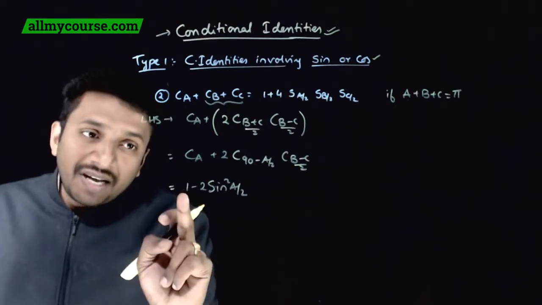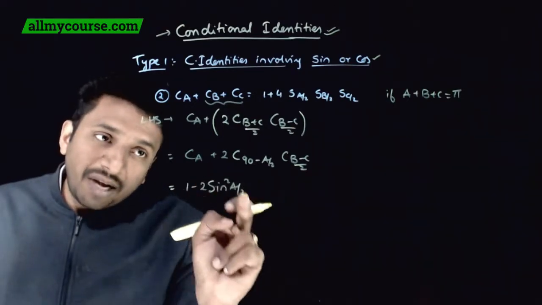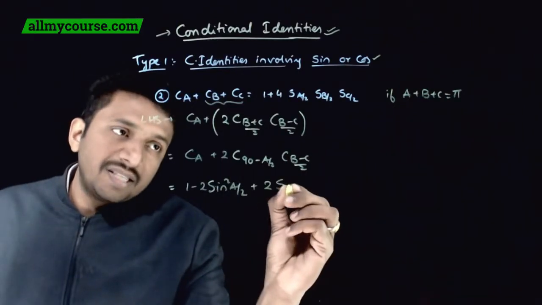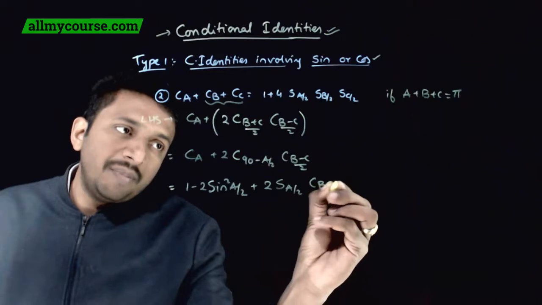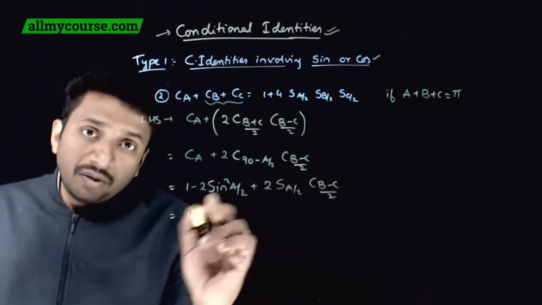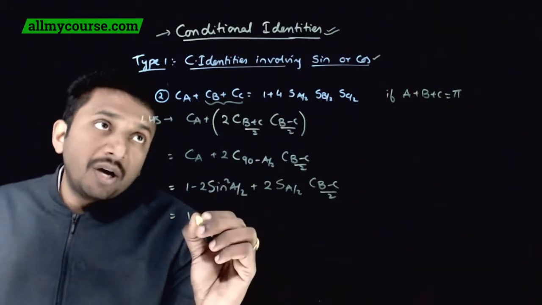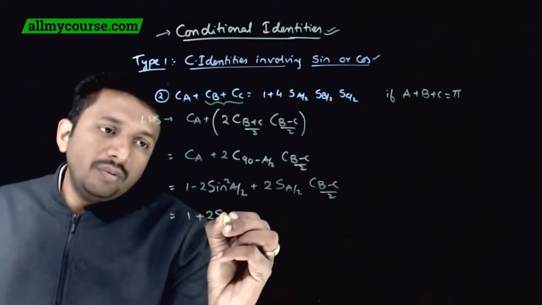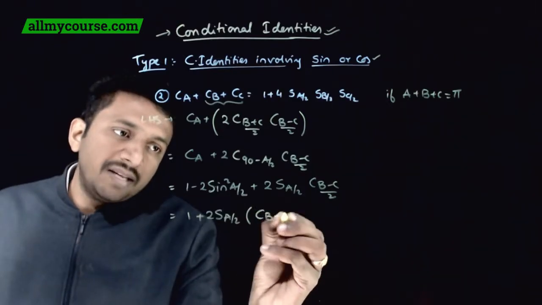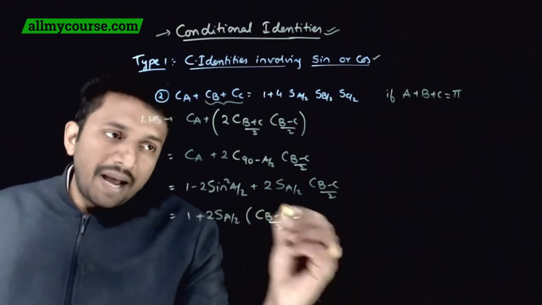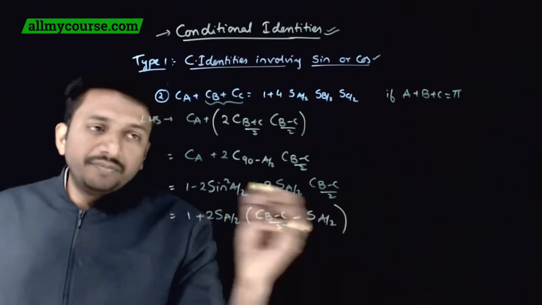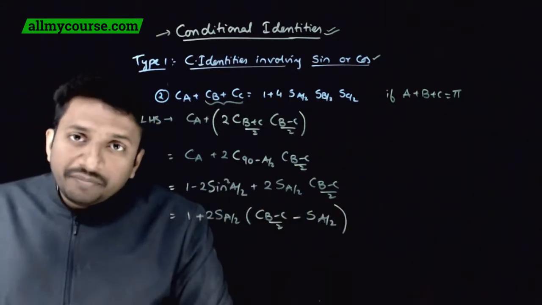So cos A can be written as 1 minus 2 sine square of A by 2 plus 2 cos(90 minus A by 2), which is sine A by 2, into cos((B minus C) by 2). That is equal to 1. So if I take 2 sine A by 2 as common, plus 2 sine A by 2, I have cos((B minus C) by 2) minus sine of A by 2.